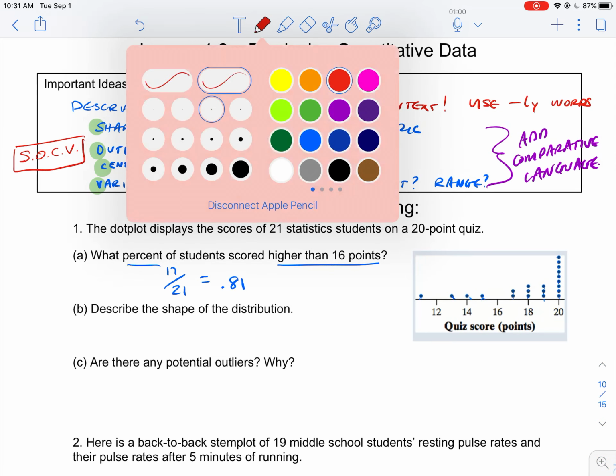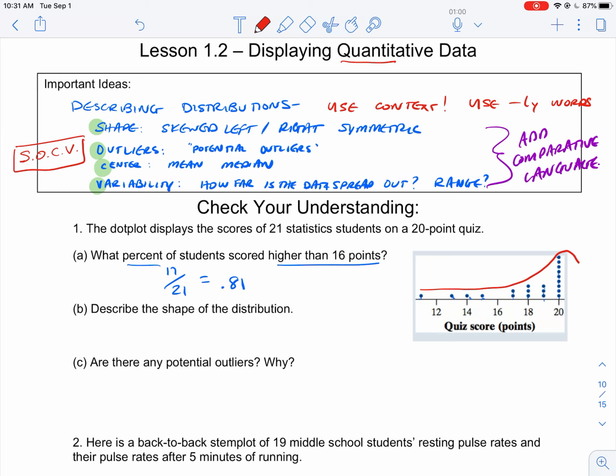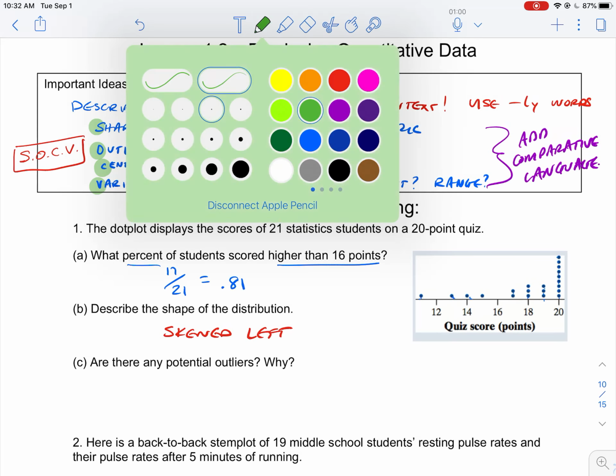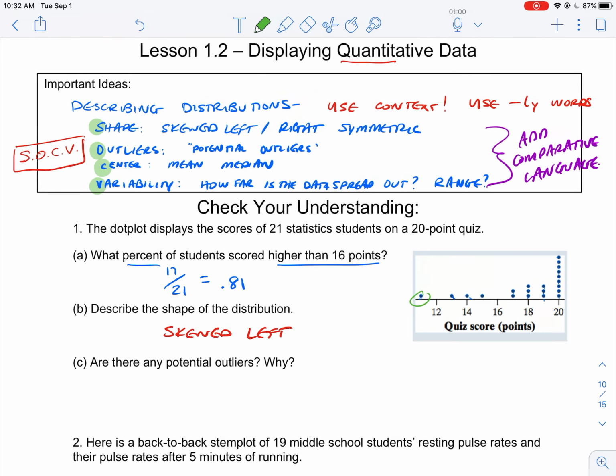What's the shape of our distribution? We notice we have a tail here, and it kind of comes to a crescendo. Well, I like to remember that skew follows the tail. So here's my tail, and my tail is to the left, so this is going to be skewed left. Our last question asks, are there potential outliers? Notice they're not asking about outliers, they're asking about potential outliers. So really all I need to do is I just look over at my data display and I see, are there any values that are far away from the other ones? So this one looks like it may be a potential outlier. So a potential outlier at 11, it is much lower than other values.